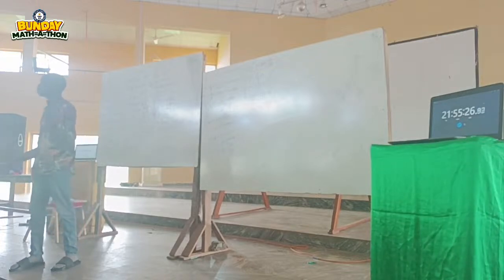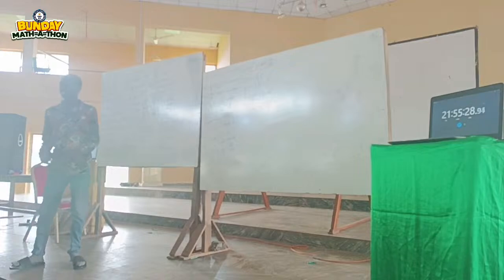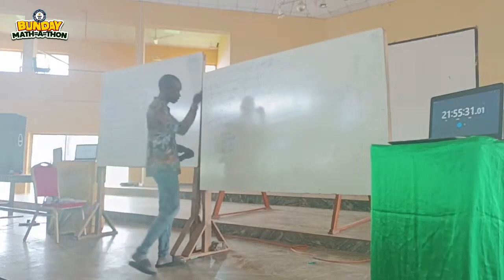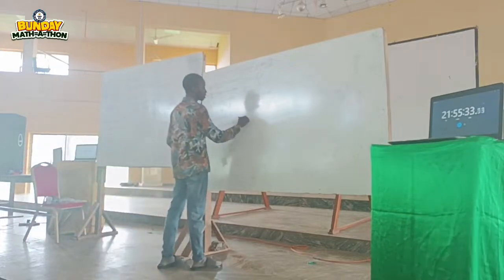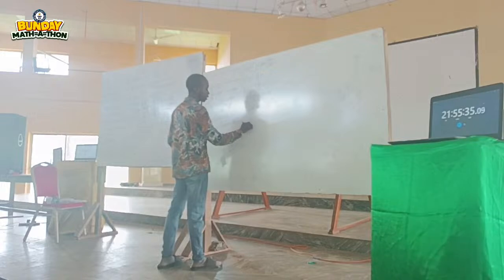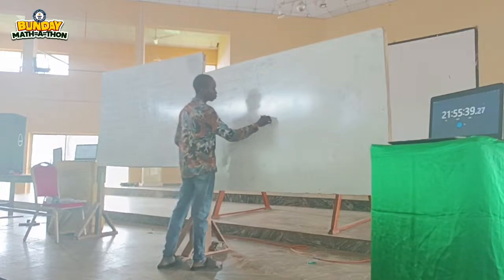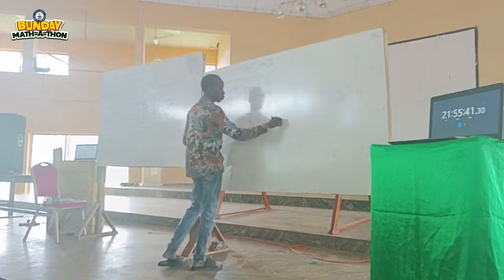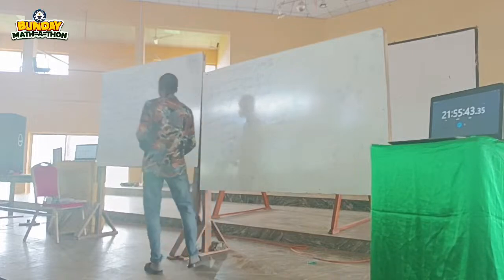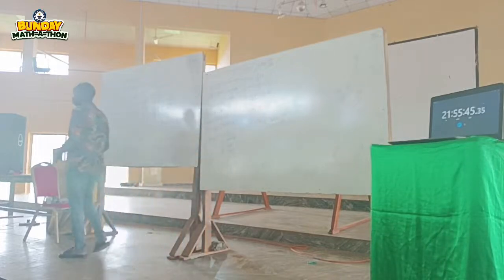Now how do you recognize Bernoulli? Bernoulli equations are always written in this form: dy/dx plus p of x y equals q of x y to the power of n. That's how they're always written.